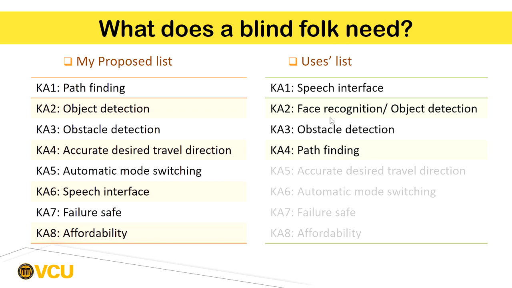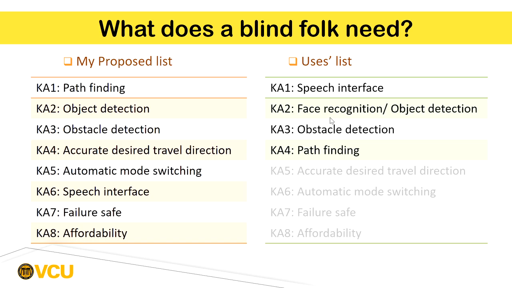Maybe you have your own answer, but according to the feedback from them, they rank the speech interface as the most important to them. And they add face recognition as the second. Not only object detection, they want face recognition. They tell me that if somebody is approaching them, they want to know who it is, whether this is Jesse or Smith or somebody else. They want to say, hey, hi, how are you doing today? Something very simple in our life may become very significant to them.